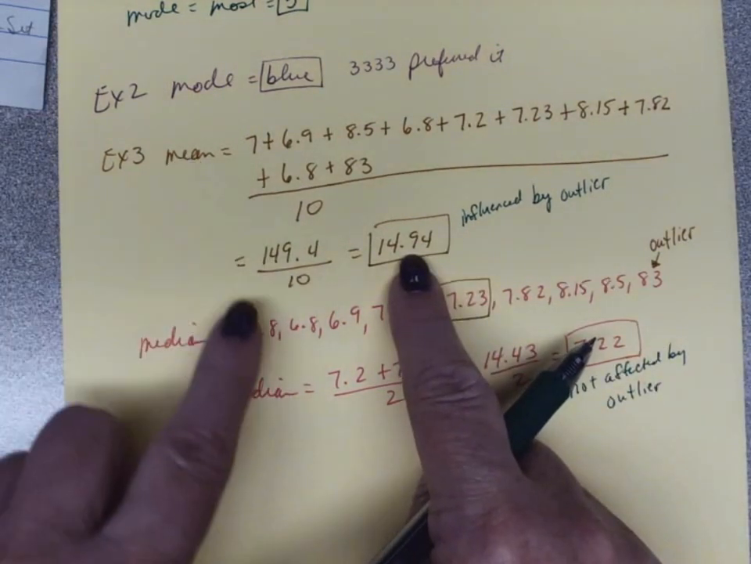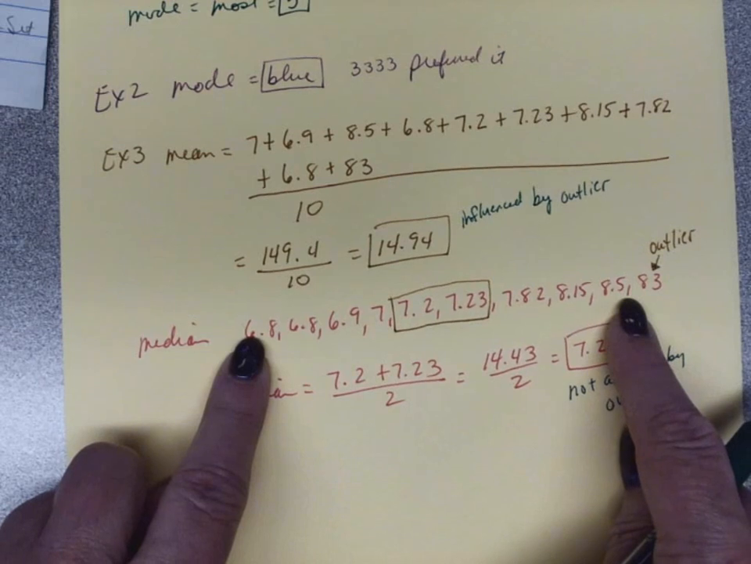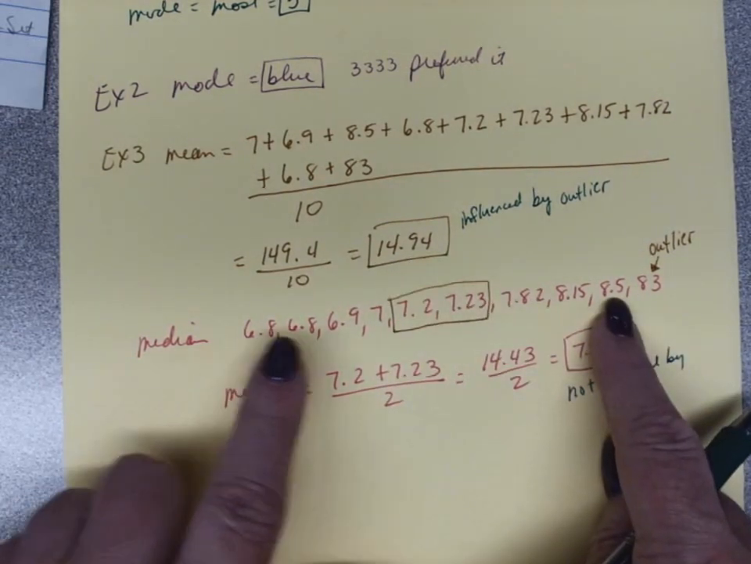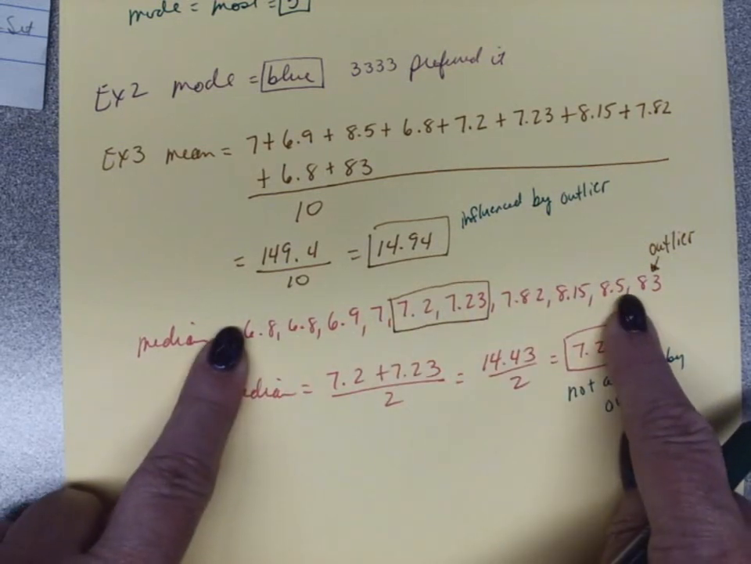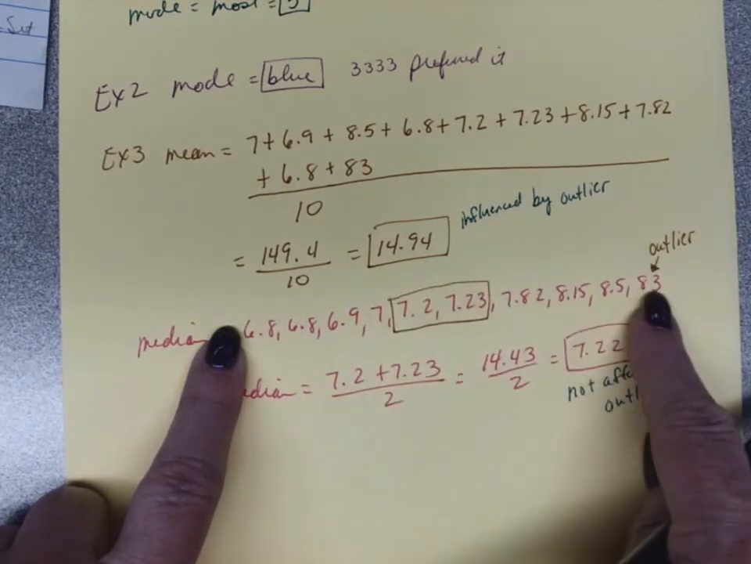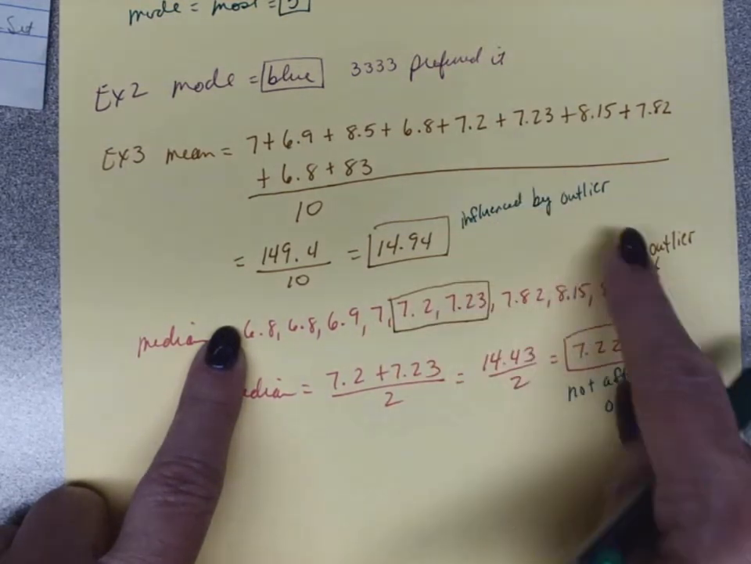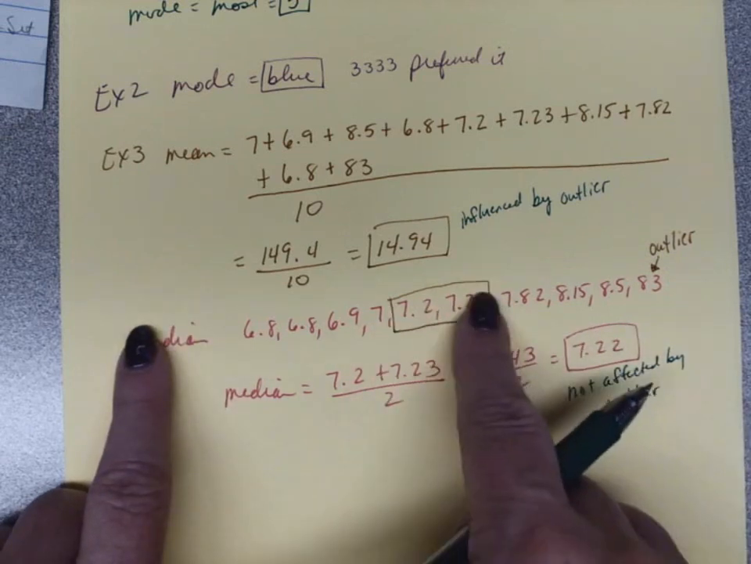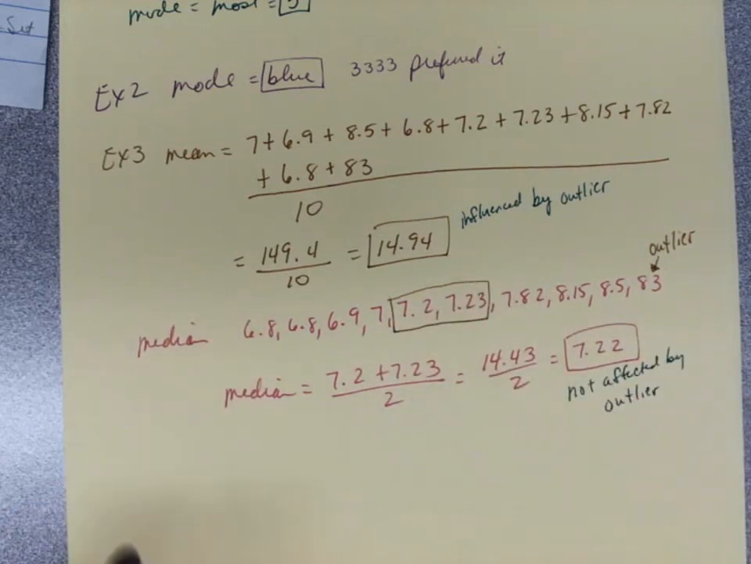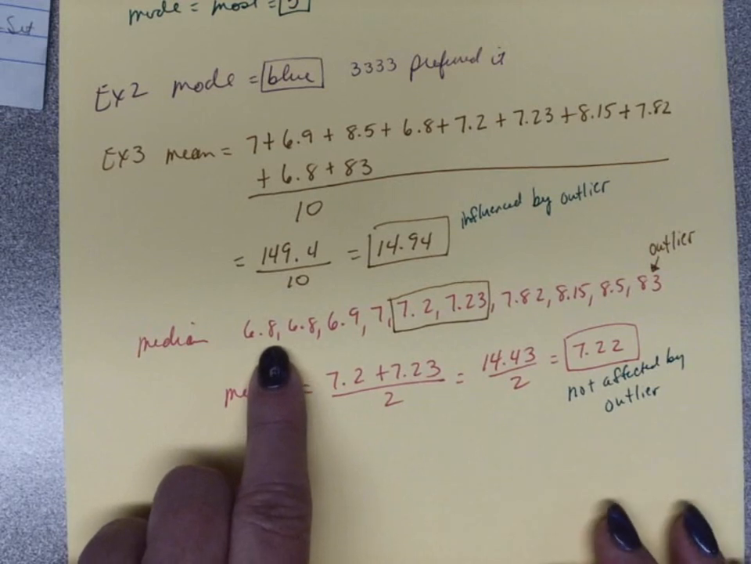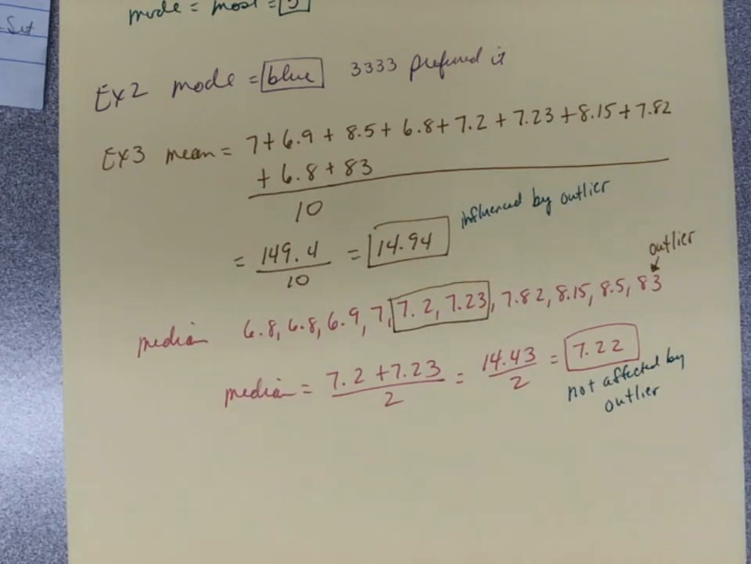If you look at this one, between 6.8 and 8.5 should be your mean, but it's actually way outside of 8.5. So most of your numbers are up between 6.8 and 8.5, but the mean or the average says it's way above that. That's how we know that's influenced by it. This one, our median is still in the middle of our numbers, so that's why we say it's not affected by it.